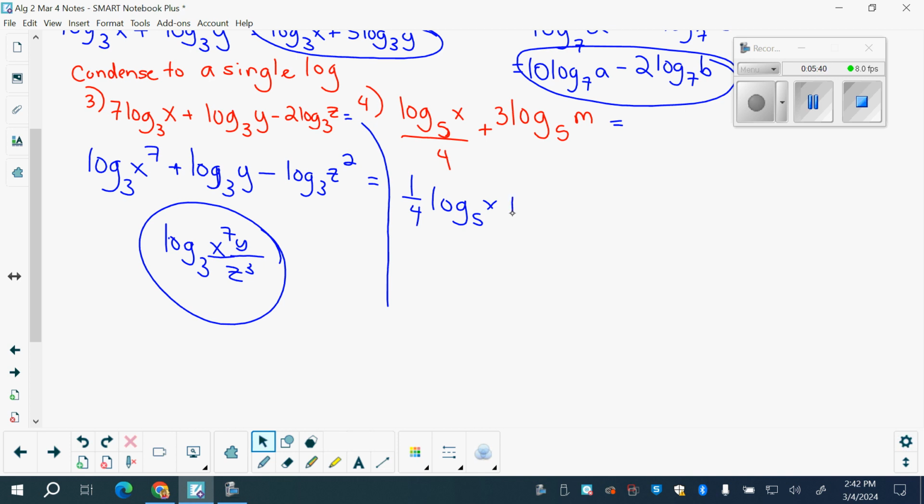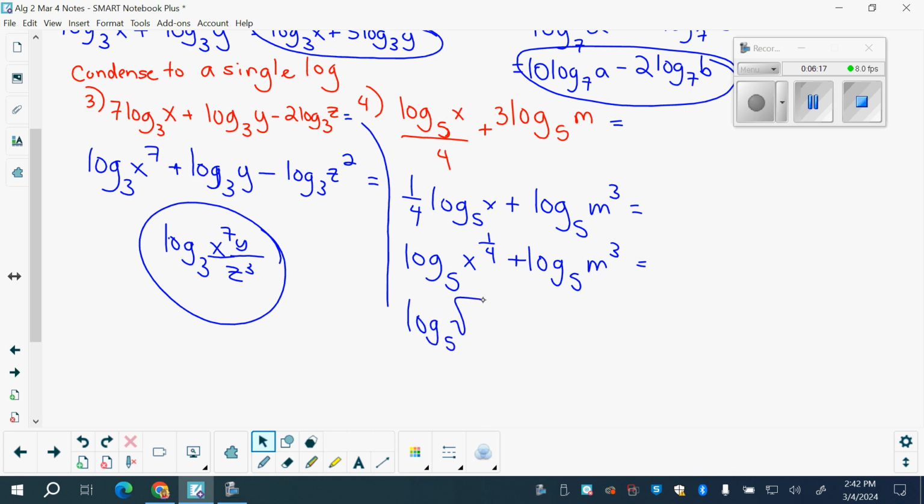Okay, so then we need to rewrite this with the 3 on the exponent. So log base 5 of m to the third. So we want to move this number in the front where? Yeah, so we move it to the exponent. Log base 5 of x to the 1/4 plus log base 5 of m to the third. How could I write that x to the 1/4? That can be simplified more. How can that be simplified? It's a root. Which root? 4th root. Good. So log base 5, 4th root of x.